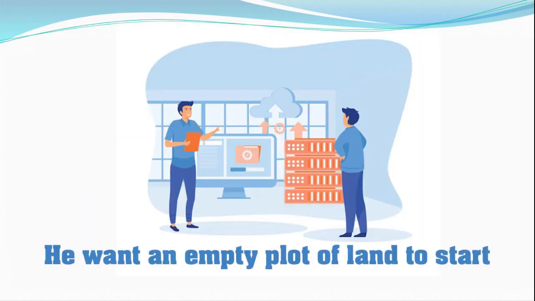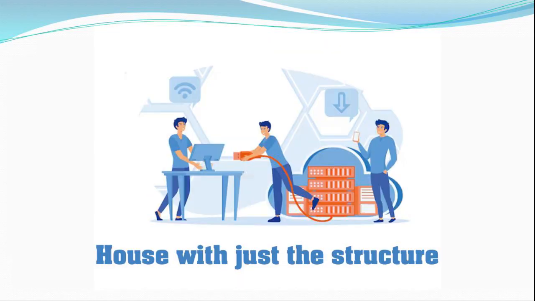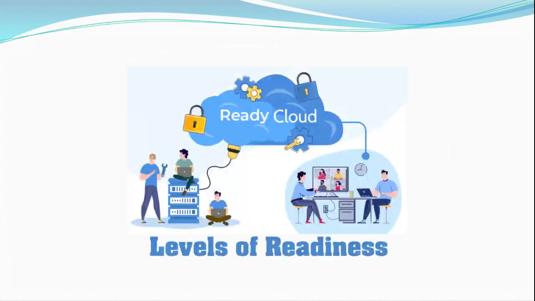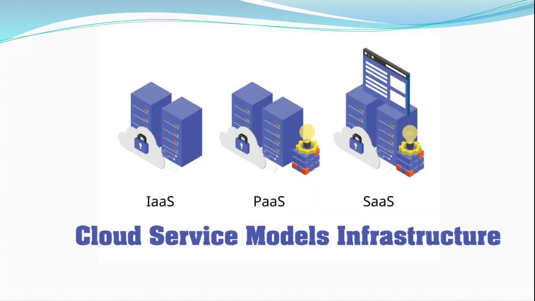Imagine building a house. Some people want an empty plot of land to start everything from scratch. Some prefer a house with just the structure so they can customize it, and others want a fully furnished home ready to move into. In the world of cloud computing, these levels of readiness are like the service models offered by cloud providers. Simply put, cloud service models define how much of the infrastructure or resources a provider manages for you and what you, as the customer, are responsible for managing.